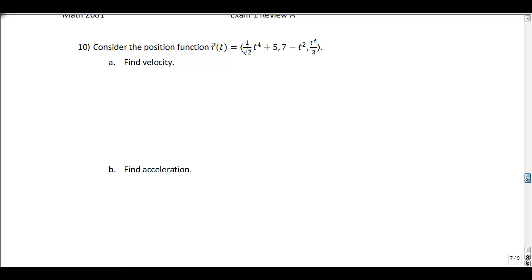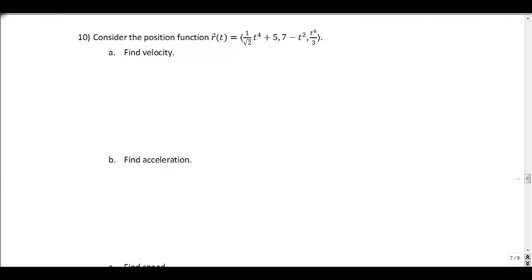Okay, next one, we have a position function. r of t is 1 over square root of 2 times t to the 4th plus 5, 7 minus t squared, comma t to the 6th over 3. We want to calculate something. So velocity of t, that's really just r prime of t. Just have to differentiate here. So when we differentiate, we get component-wise differentiation. So it's 1 over square root of 2 times 4t cubed.